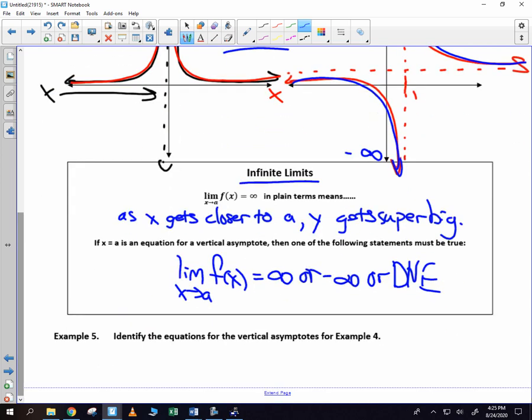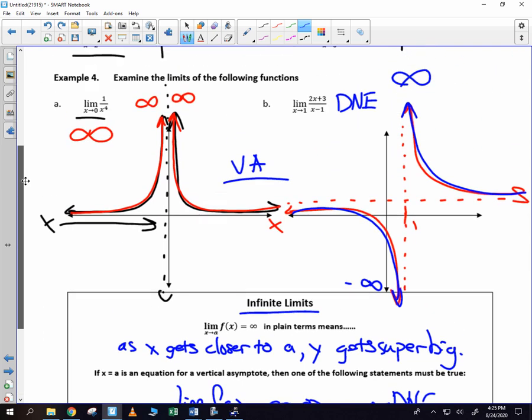The last question says, identify the equations for the vertical asymptotes. In this situation, the vertical asymptote is x is equal to 0. And in this situation, the vertical asymptote is x is equal to 1. If you notice, that's what it's approaching, and that's what gives you 0 in the denominator.